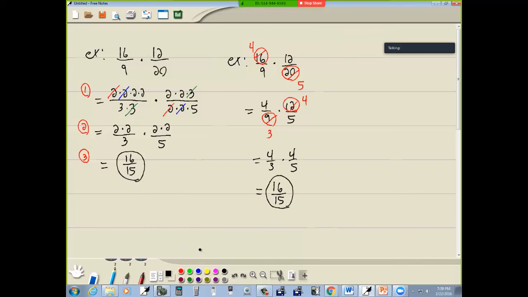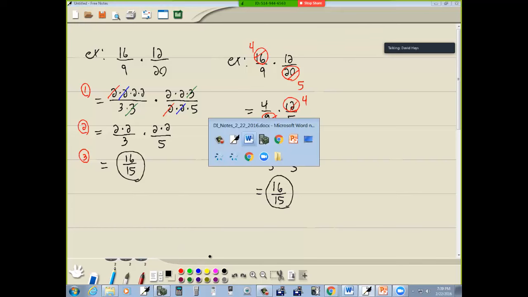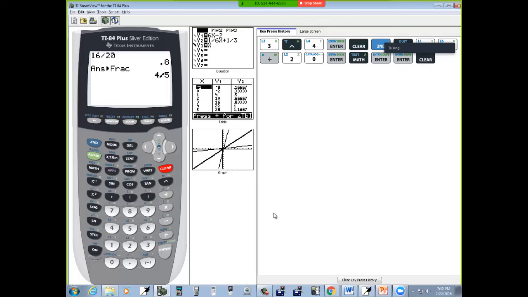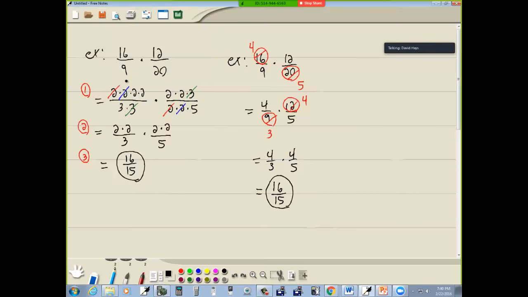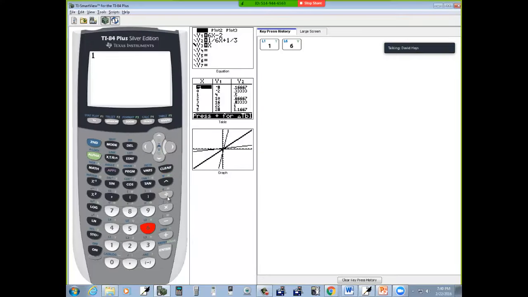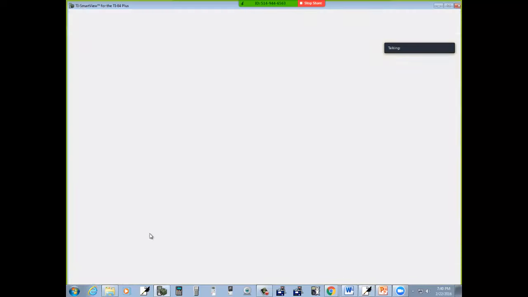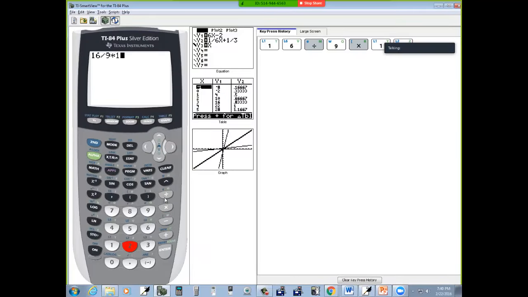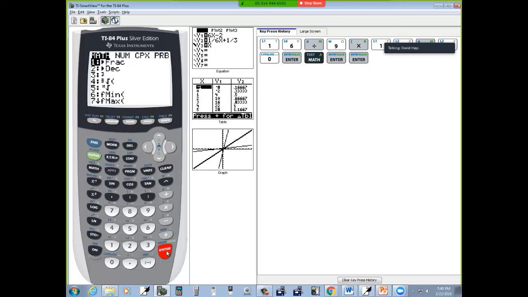Now, the calculator can also do this for us. So if I plug it in as I see it, I got 16 divided by 9 times 12 divided by 20. And then do enter. And then we get a decimal, and we know how to change from decimal to fraction. We do math, enter. And that gives us 16 over 15.